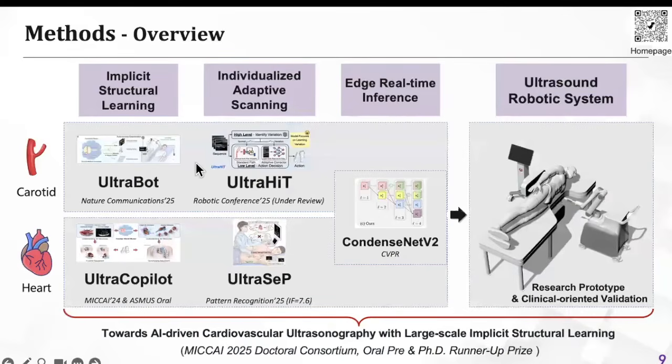Well, this slide's overview summarizes my doctoral research, which addresses the aforementioned three challenges: modeling the structure and adapting to individual variation, and real-time inference on edge devices. We focus on cardiovascular targets, like the carotid artery and also the heart. Based on this advancement, we build a robotic prototype and conduct preliminary clinical-oriented validations.